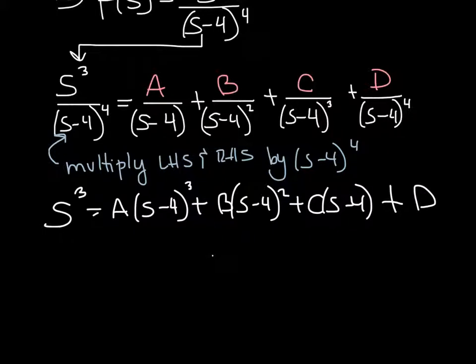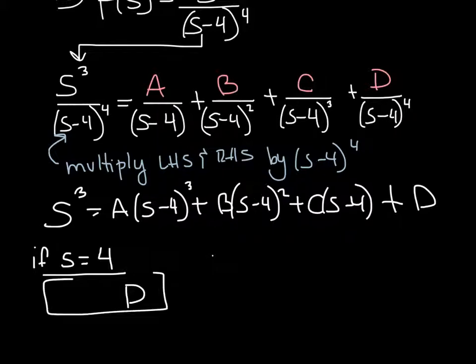Okay, so let's determine A, B, C, and D. The first thing we want to try is if s is equal to 4, can we maybe find a coefficient? Well, if s is equal to 4 in our equation above, I get 4 cubed, which is 64. And notice this is going to be 0 because I have 4 minus 4, and this is going to be 0, and then this is going to be 0. So I'm just left with D. So this is nice, 64 is equal to D. We already found one coefficient.